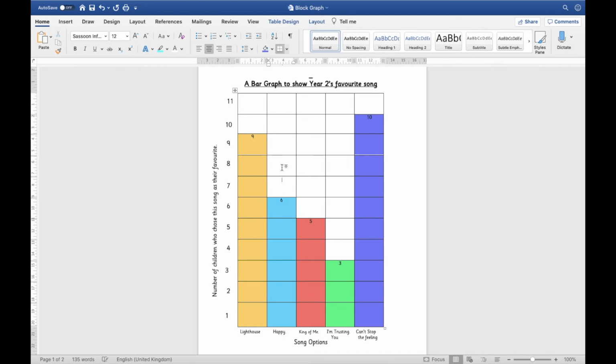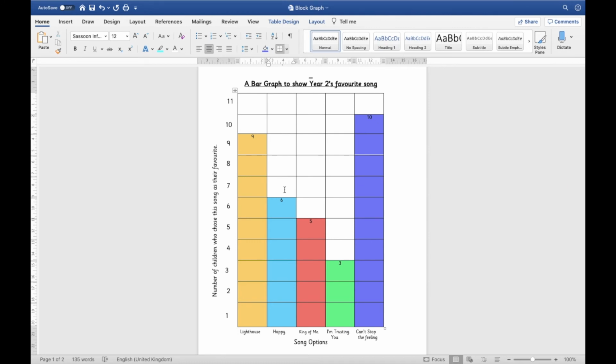Yeah, if you said 3, then you're absolutely right. And actually, I don't know whether you've noticed that, but there's 3 spaces there that are blank. Do you see that? And that would make it the same height as Lighthouse, so you could have done it like that too. But if you used your number line or you did it like that and you got the answer 3, then that's fabulous. Well done.